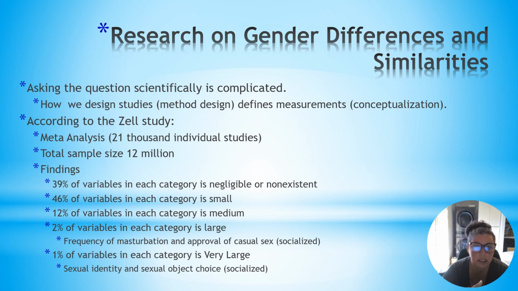So the 2% that were defined as large were frequency of masturbation and approval of casual sex. The 1% that was defined as very large is sexual identity and sexual object choice, meaning male-bodied people were more likely to be interested in female-bodied people sexually, and female-bodied people were more likely to be interested in male-bodied people sexually. That's where we're the most sexually dimorphic.